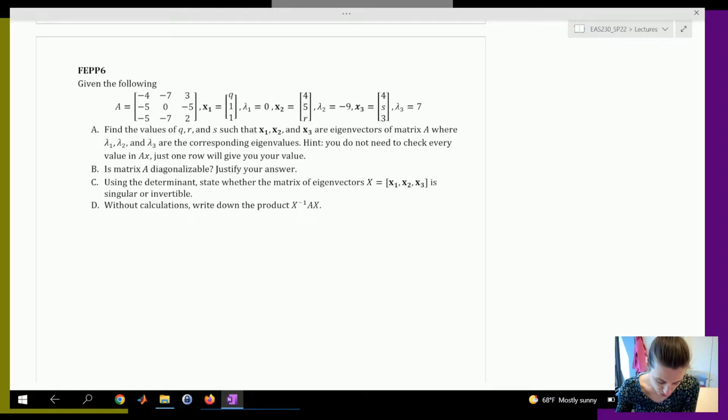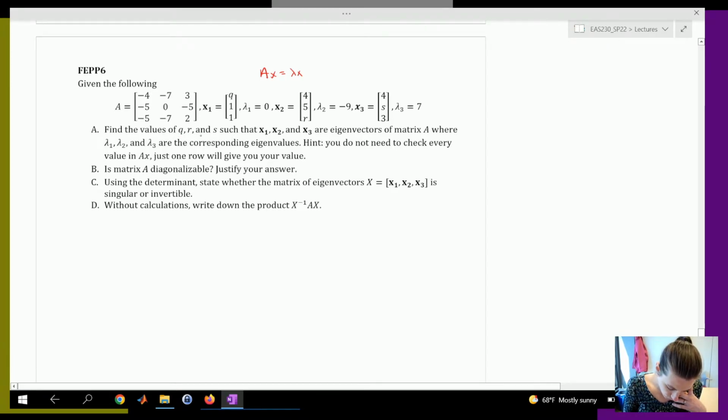Last problem, number 6. So it's eigenvalues, eigenvectors, and diagonalization, all that fun stuff. Given the following matrices, notice you're given all of the eigenvalues, and you're given most of the eigenvectors, so it really just depends on what you're trying to get. But we essentially understand that AX equals lambda X. That is the core of these eigenvalue problems.